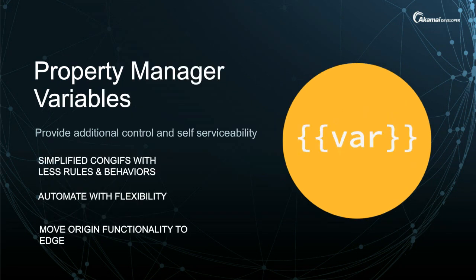The Property Manager API has a couple of really cool functionalities too. Property Manager variables are those things that let you parameterize your environment a lot more. Essentially, this enables you to have more simplified configs, fewer rules, fewer behaviors. You can start automating a lot of your redirects and things like that, with a lot more flexibility. So again, something that really helps you with automation.